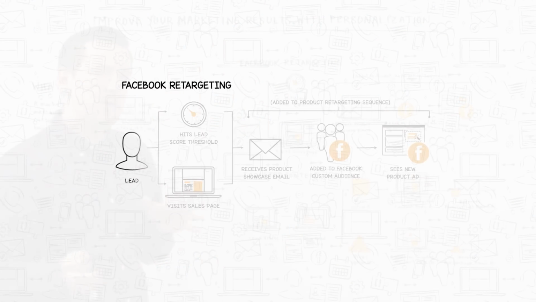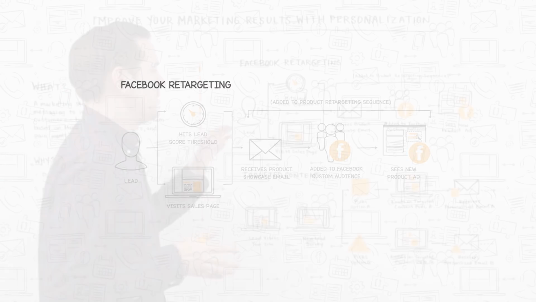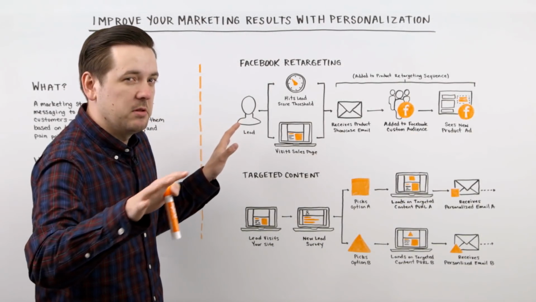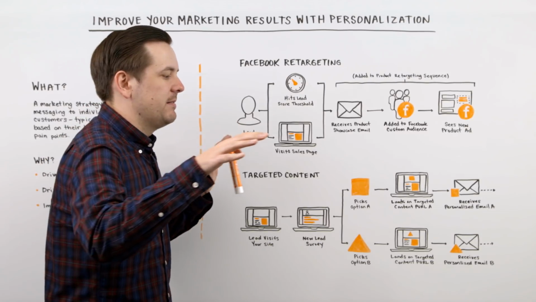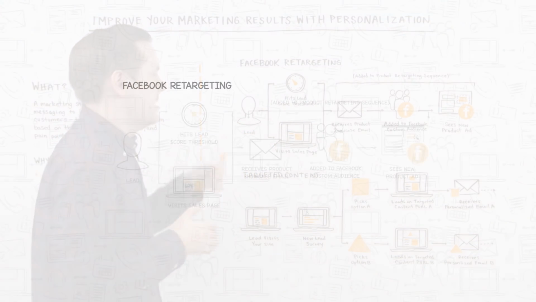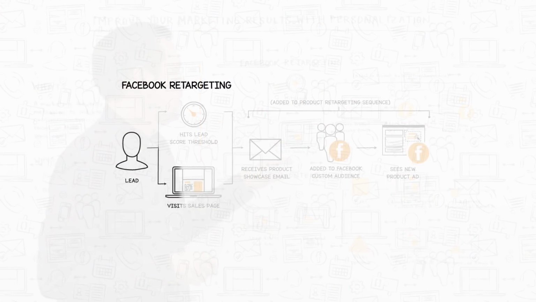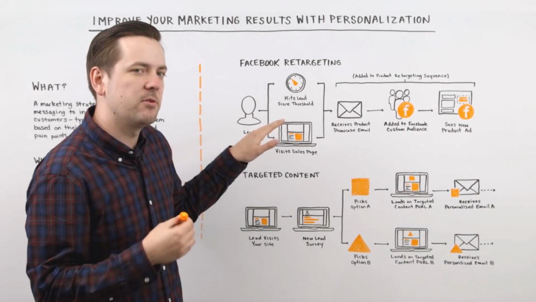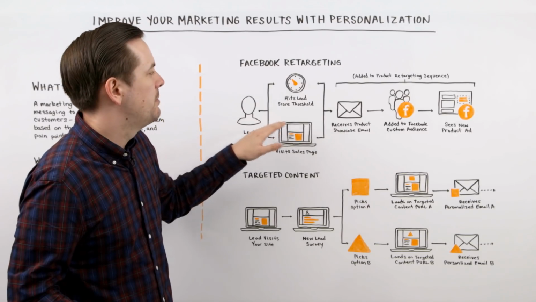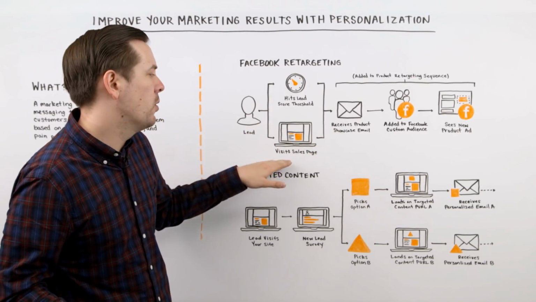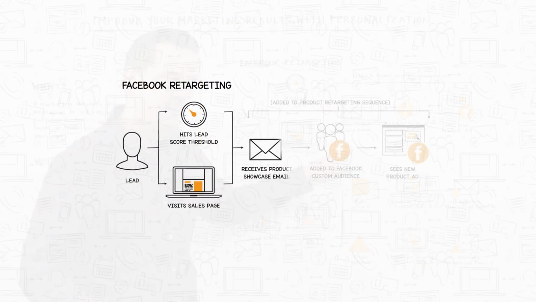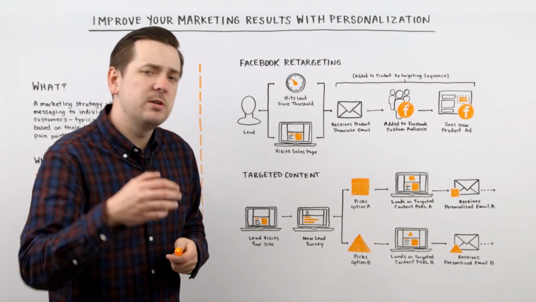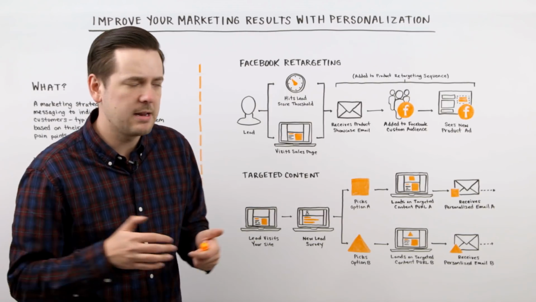First up, Facebook retargeting. Let me start with a really basic example of what you should be doing on your sales pages. If a lead hits your sales page or hits a certain lead score threshold, and we have a video on this kind of stuff, so if you're curious about that, go check those out, send them an email. Basic automation stuff. You have a rule: they hit the sales page, send them an email, "Hey, were you interested in purchasing my product?" That kind of thing.